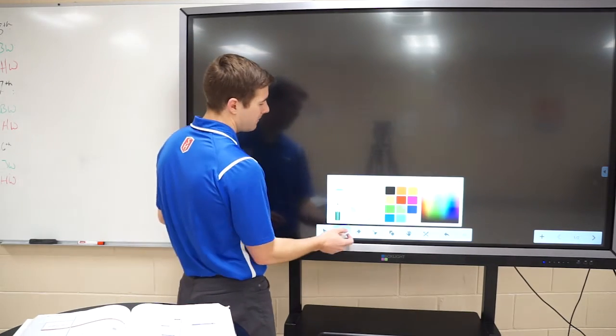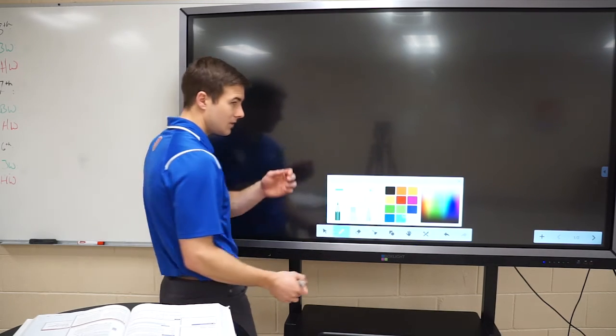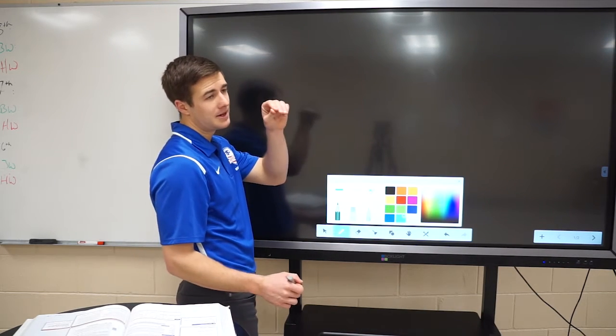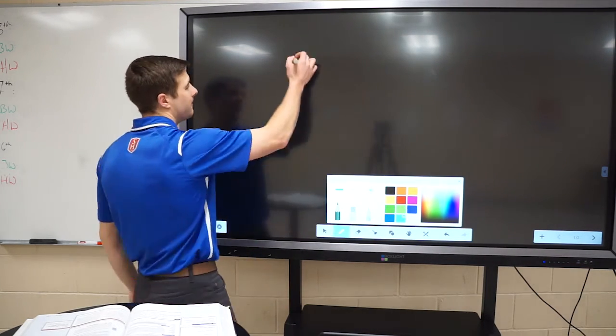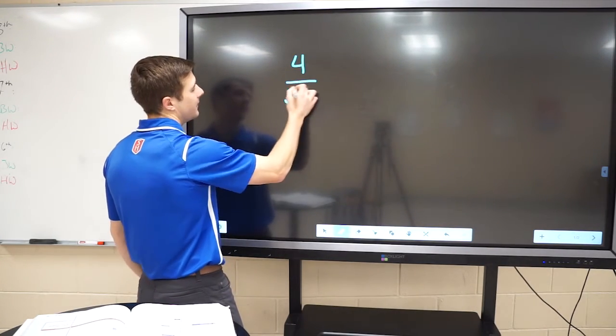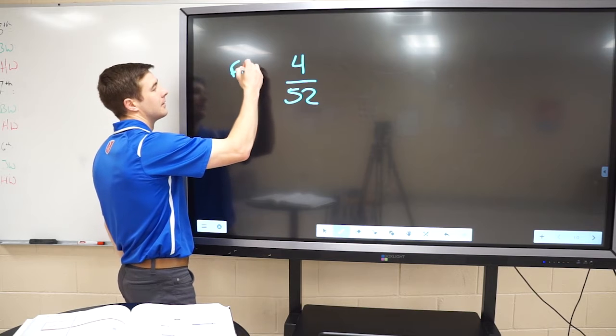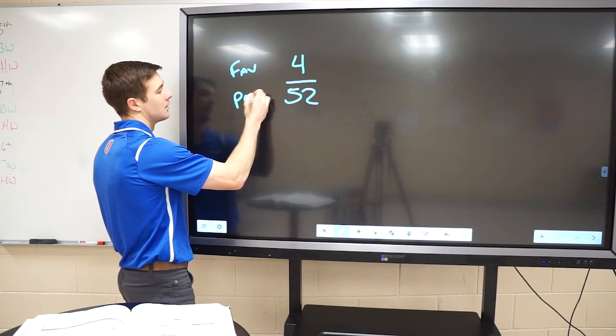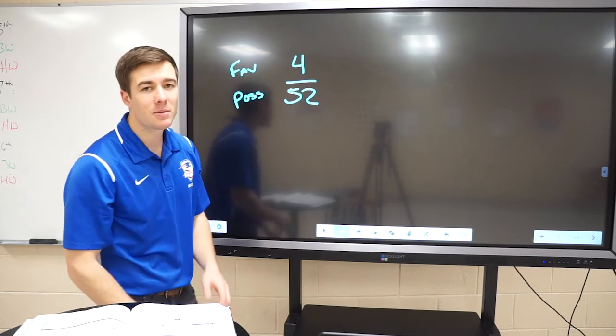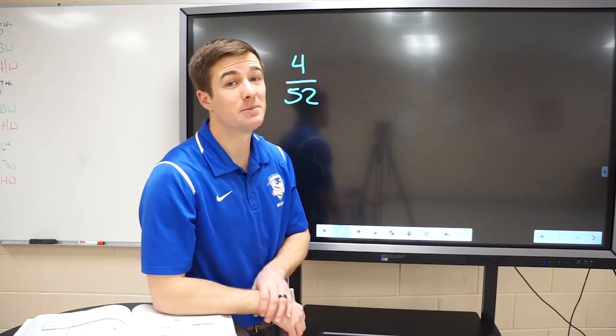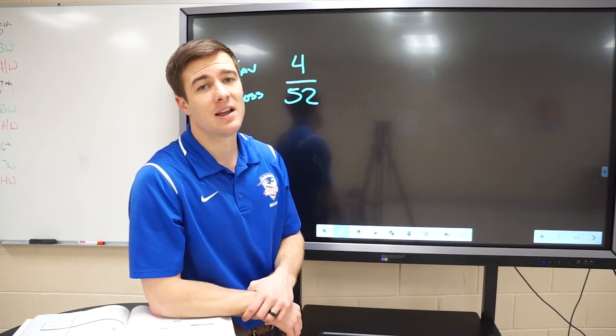Okay, so the probability of the first drawing, right? If I go to draw a card from the deck and I want it to be an ace, I have a 4 over 52, okay? Favorable over possible, right? So the probability of that happening would be 4 over 52. Very slim chances, okay?